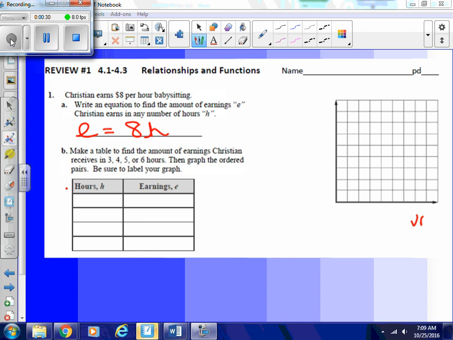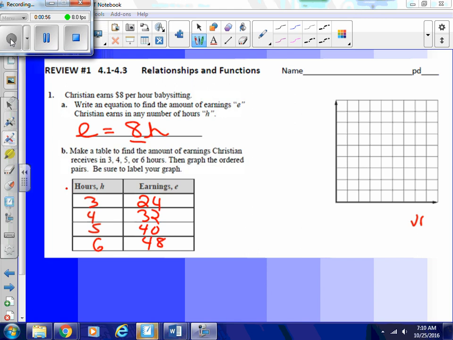Make a table to find the amount of earnings Christian receives in 3, 4, 5, or 6 hours, then graph the ordered pairs and be sure to label the graph. So we'll put our hours here. They've chosen 3, 4, 5, and 6. We get our earnings by multiplying by 8. 3 times 8 is 24. 4 times 8 is 32. 5 times 8 is 40. And 6 times 8 is 48.